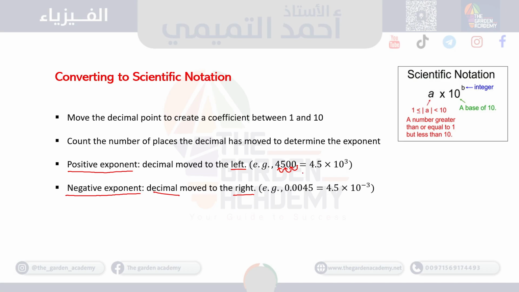طيب, الآن نكتب أول شيء عندنا الرقم الكوفيشنت اللي هو 4.5 times 10 to the power. الآن كم مرة أنا تحركت لليسار؟ تحركت 3 مرات. كونه تحركت لليسار to the left معناته راح يكون عندي الاكسبوننت positive. إذن 10 to the power 3.